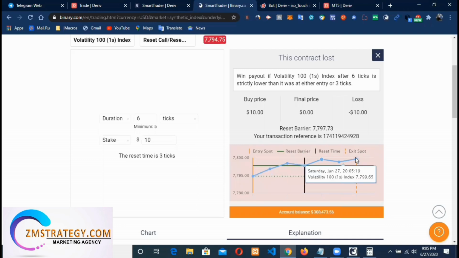Now the reason why we lost this trade is that the last tick did not end below the second barrier or below the first barrier. That's why we lost this trade. But if it ends up below the second barrier, we are going to win the trade. And also, if it ends up below the first barrier, we're still going to win the trade, because we are saying that the market will go down. The reset call and reset put is giving us a first chance and a second chance. So that's just it.